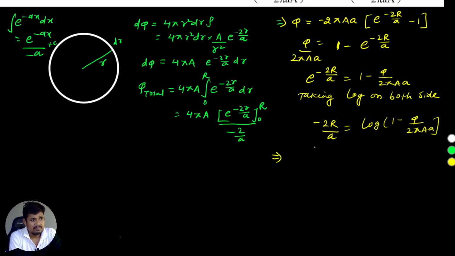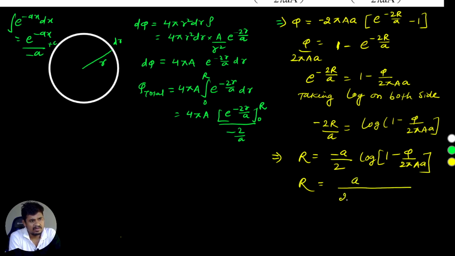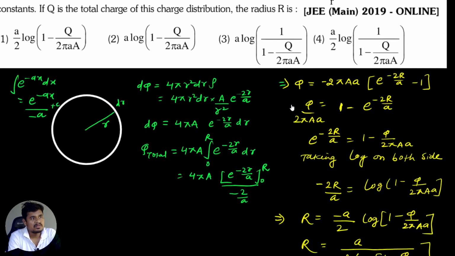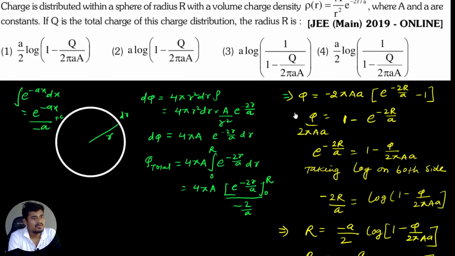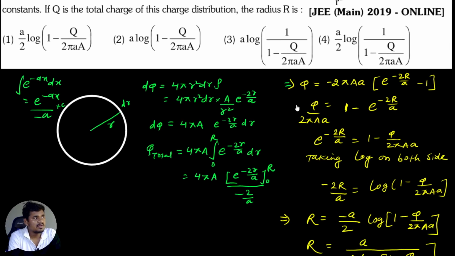So I can write R equals minus of a by 2 log of 1 minus Q by 2 pi A a. Now minus is there, so the sign can be absorbed by inverting the log argument, which is a property of log: R equals a by 2 log of 1 over (1 minus Q by 2 pi A a). So we see which option is correct here. I think the correct option is a by 2 log, the fourth option.